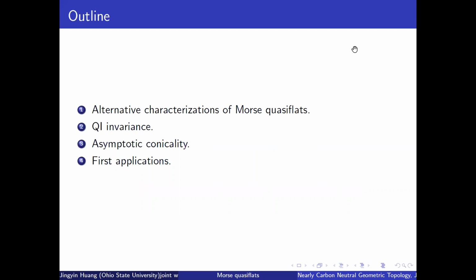So here's the outline of the second part. We'll start with some alternative characterizations of Morse quasiflats, and then we will discuss some key properties of Morse quasiflats, such as invariance, quasi-symmetry, and asymptotic conicality. And then we'll end the talk by mentioning some first applications.